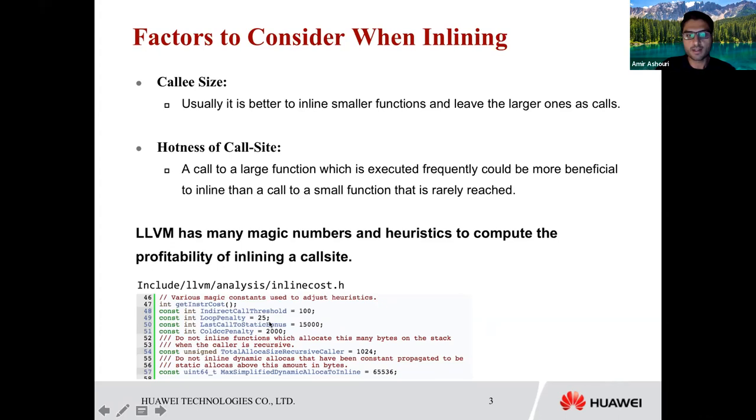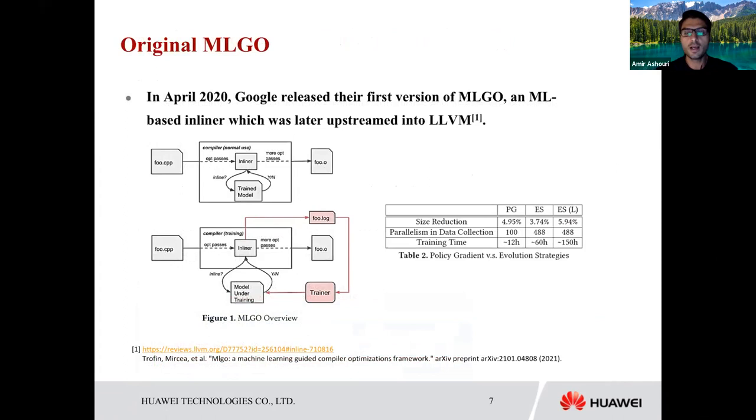So you see there are many factors involved when you want to decide on inlining a call site. In April 2020, Google released their first version of MLGo, an ML-guided inliner, which was later upstreamed into the community version of LLVM on GitHub. What they did was use a machine learning model based on reinforcement learning to decide whether or not to inline a call site. But the metric involved was only code size.